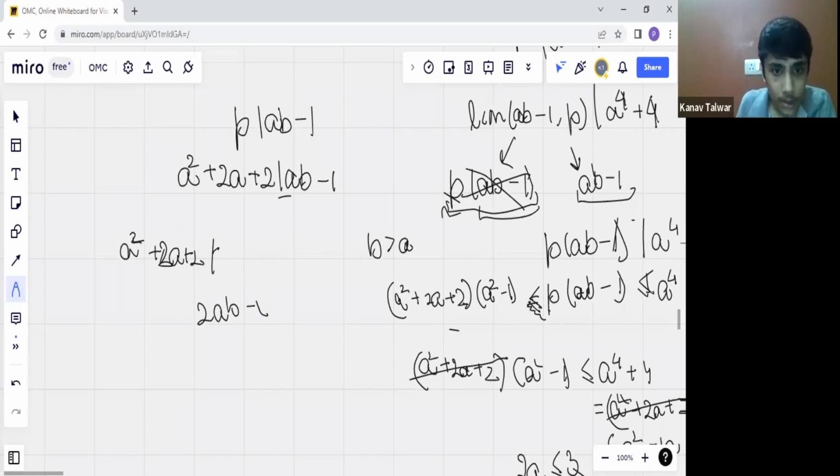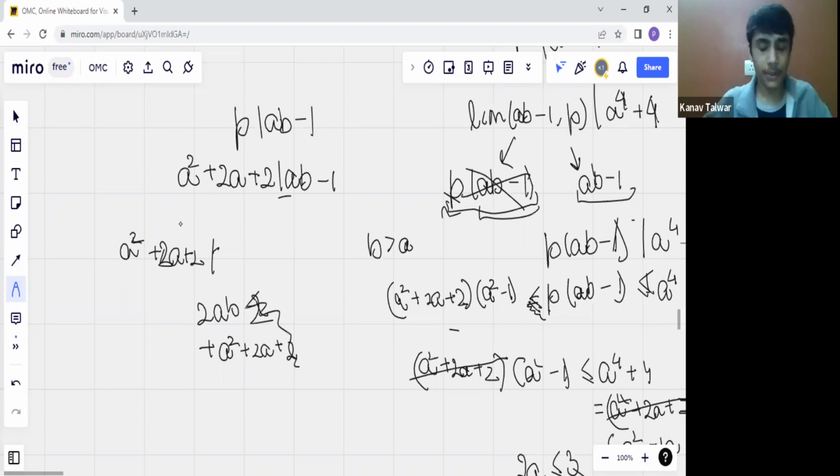Oh, I see. I didn't read the above messages, I'm sorry. 2AB minus 2 plus A squared. I see, that is clever. Okay, so the 2 cancels and we get what we wanted to prove.